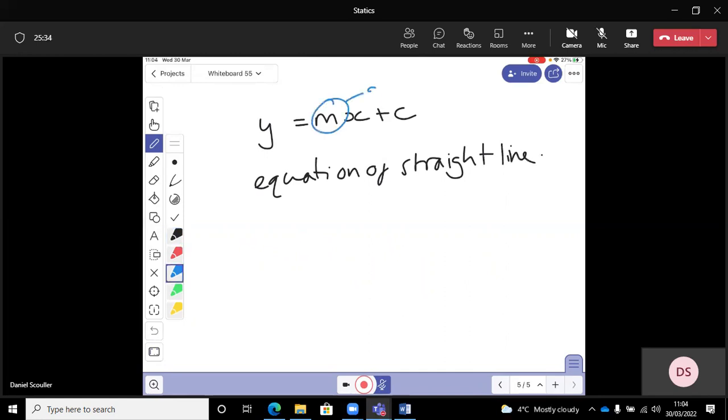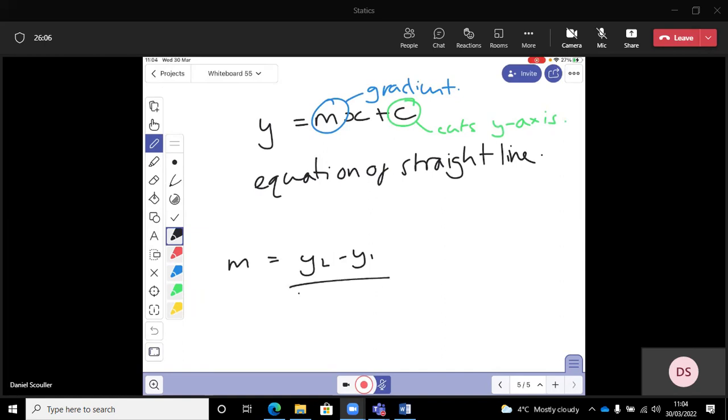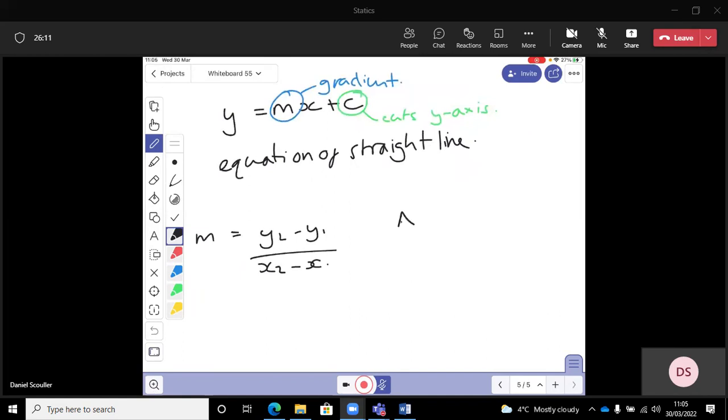M is a gradient. C is where the line cuts the y-axis, or our y-intercept. It could be known as your y-intercept. We have a formula to find a gradient, in which we can use our 2 points.